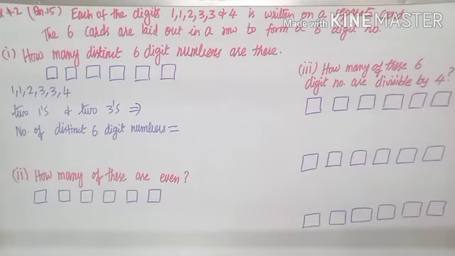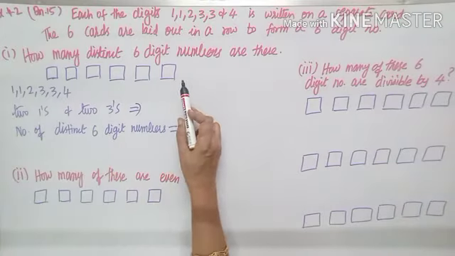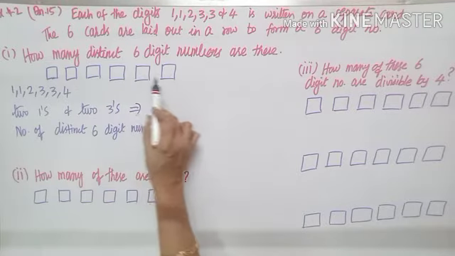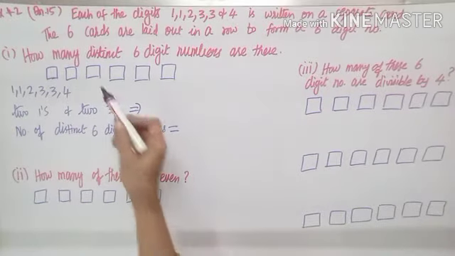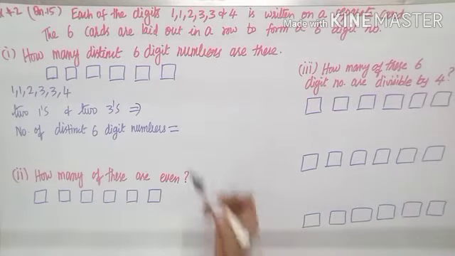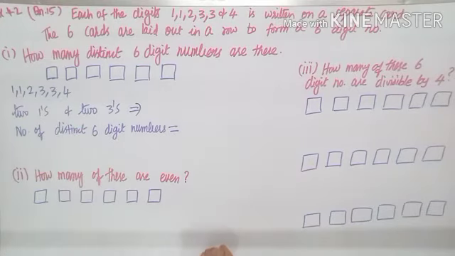Exercise 4.2, question number 15. Each of the digits 1, 1, 2, 3, 3 and 4 is written on a separate card. The 6 cards are laid out in a row to form a 6-digit number. How many distinct 6-digit numbers are there? The given digits are 1, 1, 2, 3, 3, 4.